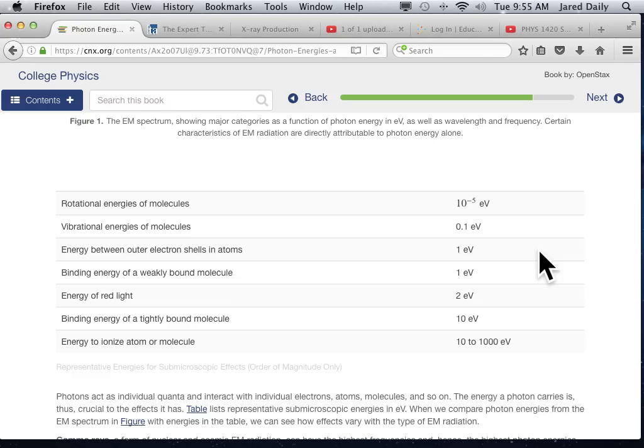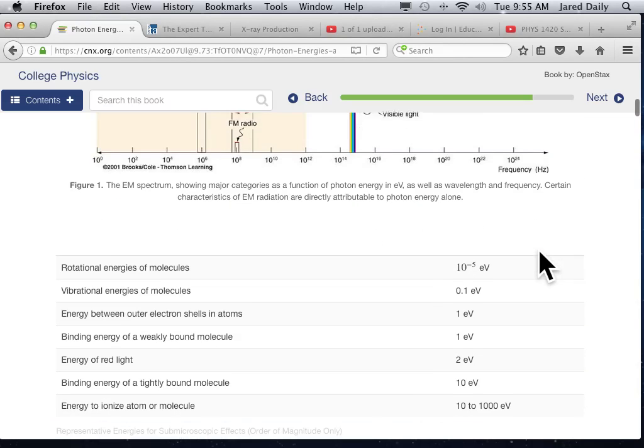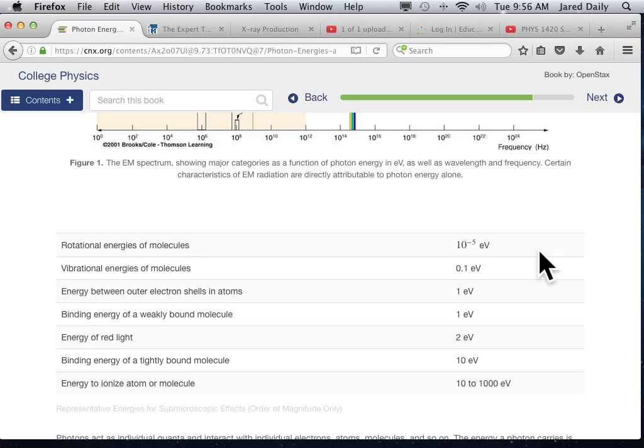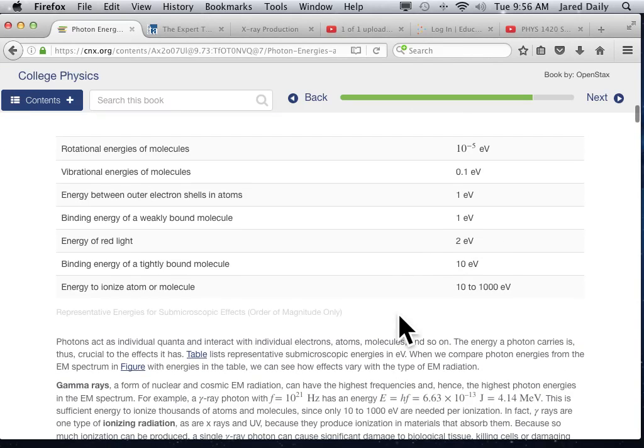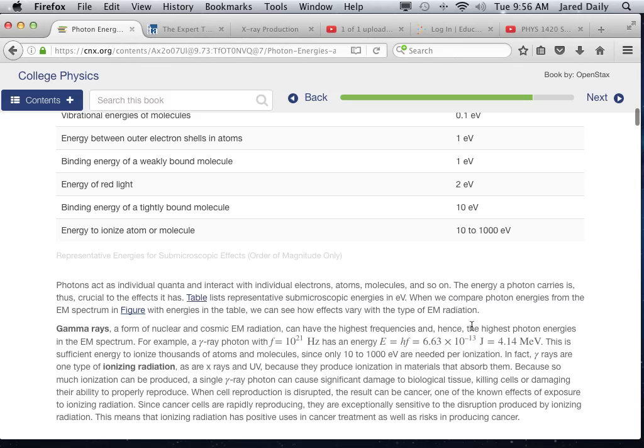Okay, so here they're showing all the different energies that you have to overcome to get electrons out of an atom. You have rotation energies, vibrational energies, binding energies. Those are for molecules. And then in atoms, you have the energy between the outer shells and electrons, the energy of red light. So these are just roundabout figures. But this is what's required to ionize an atom or a molecule, anywhere from 10 to 1,000 electron volts. And it just depends on the atom. Some atoms are much easier to ionize than others.